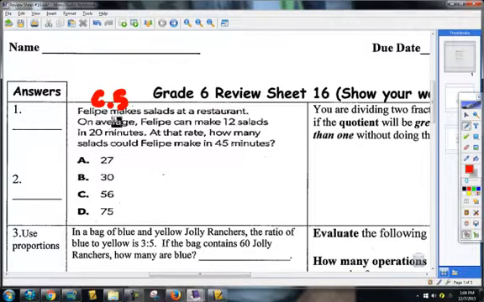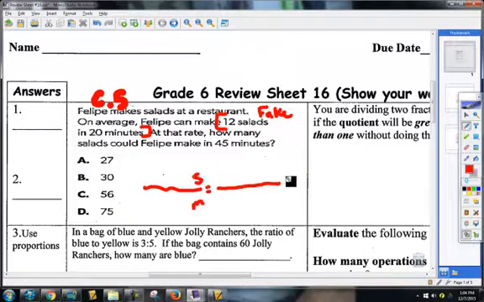Okay, Felipe makes salads at a restaurant. On average, Felipe can make 12 salads in 20 minutes. Hopefully you would all be putting your fake ratio on, or your brackets on there, because that's a fake ratio. And then from there, you always got to do labels. So you're going to be doing salads to minutes and salads to minutes, and your fake ratio is going to go here.